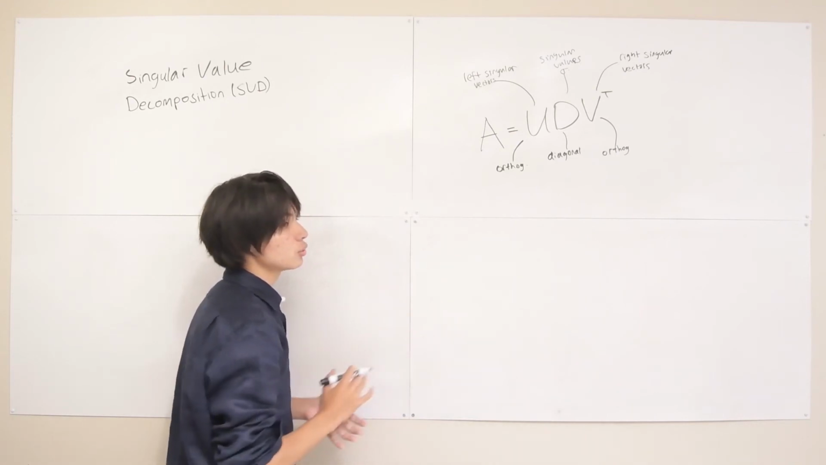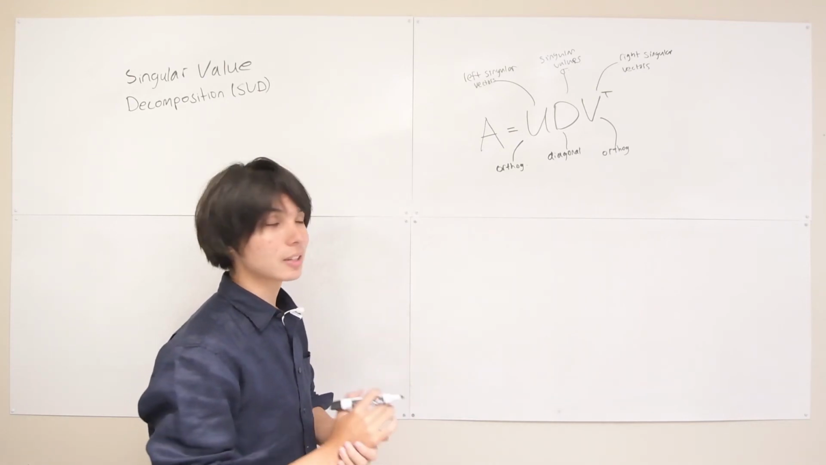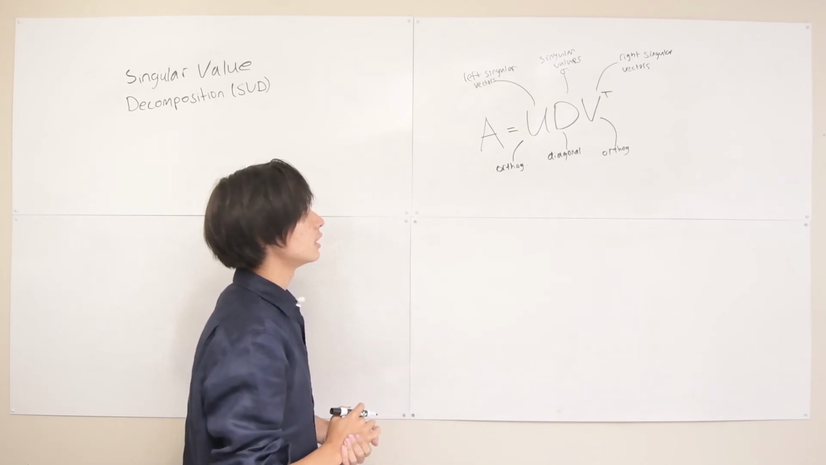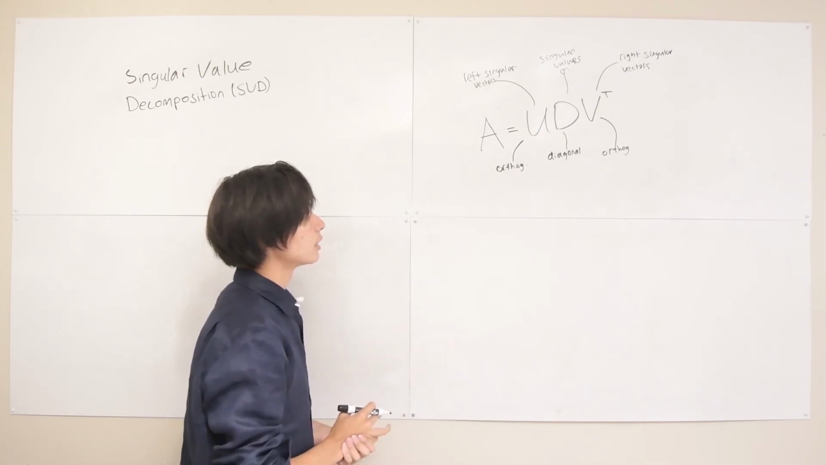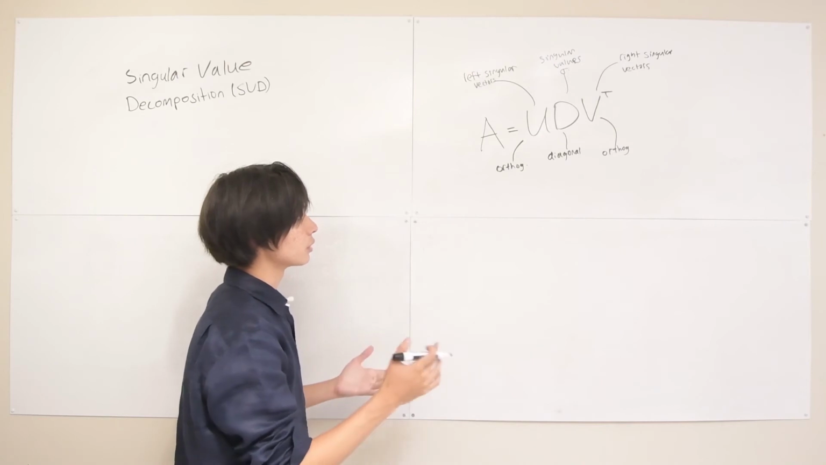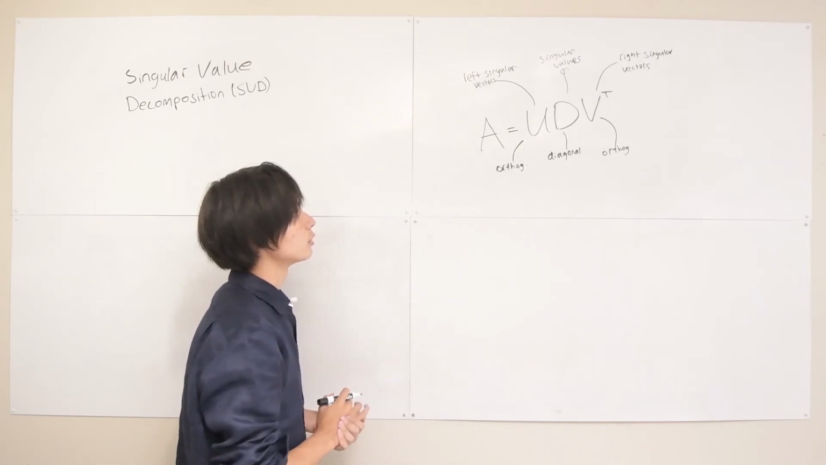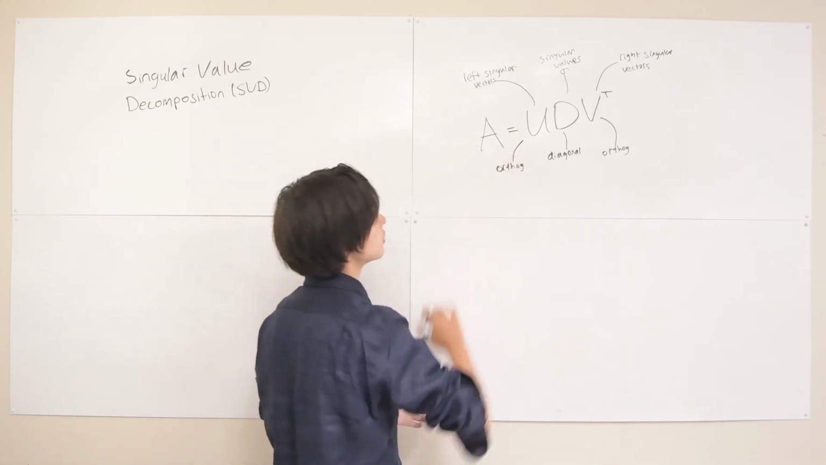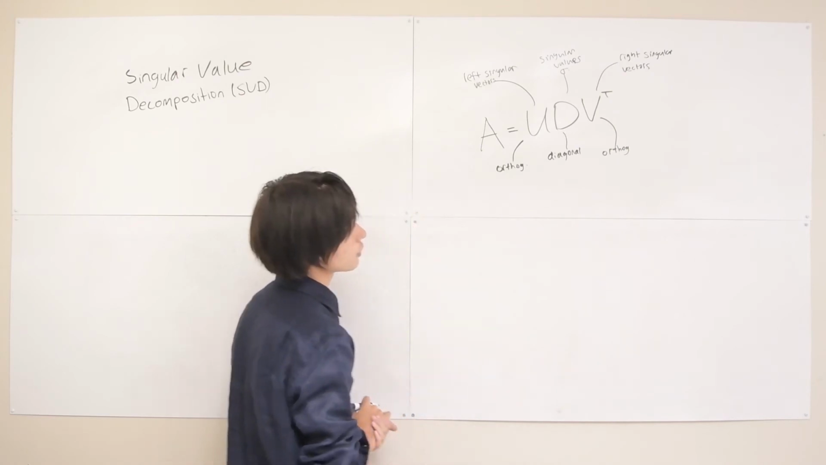I owe this intuition to Professor Gilbert Strang at MIT, who used this technique in his lectures to describe singular value decomposition, and I found it really intuitive, so I wanted to use it here too. So let's figure out how to calculate D and V first.